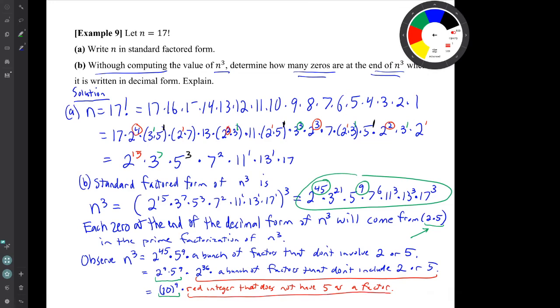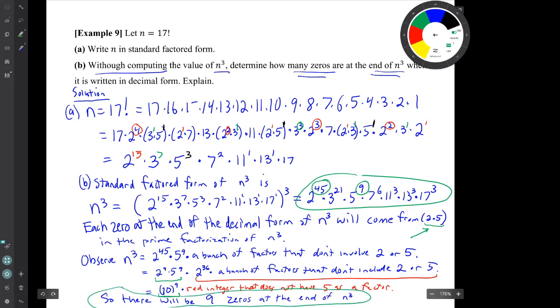So the only thing that could be contributing to zeros at the end of n cubed is this 10 to the 9th. So that tells us that there are going to be 9 zeros on the end of n cubed. And so that's our final answer. There will be 9 zeros at the end of n cubed.